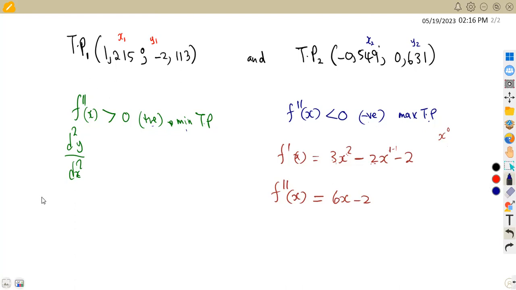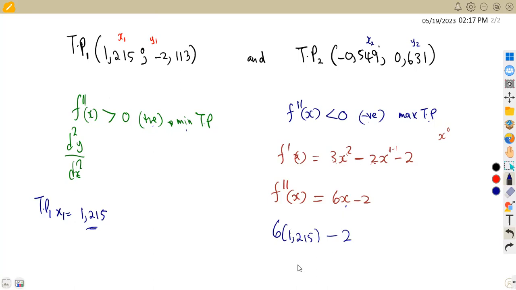From the first turning point that we are given, our x there is 1,215. This is the value of x at the turning point. So if we are to substitute that value of x here, we are going to check what we are going to have. So it's going to be 6 times x. Our x here is 1,215 minus 2.